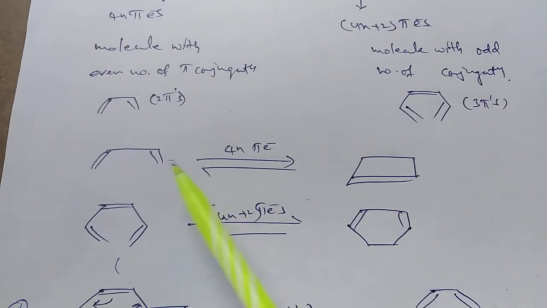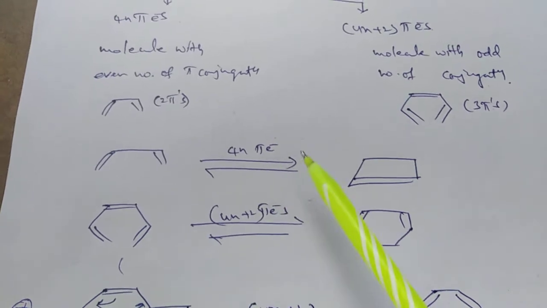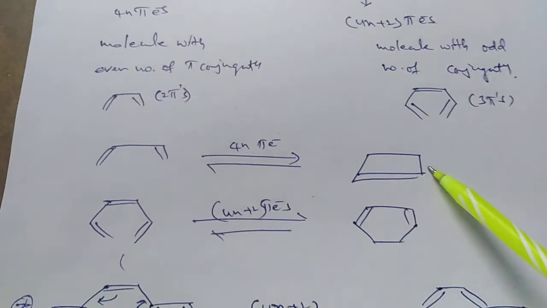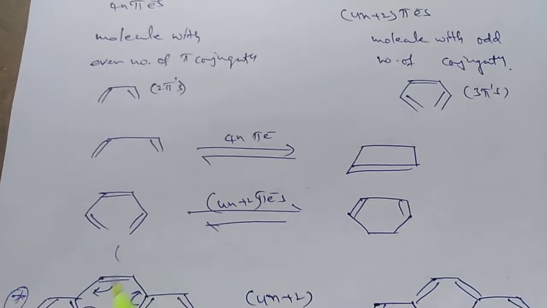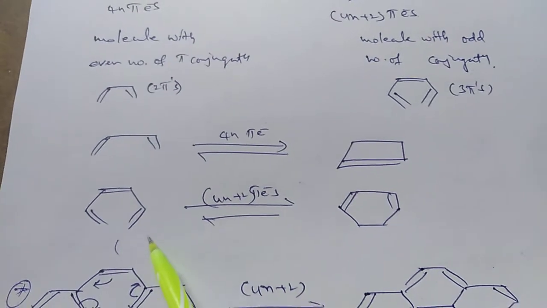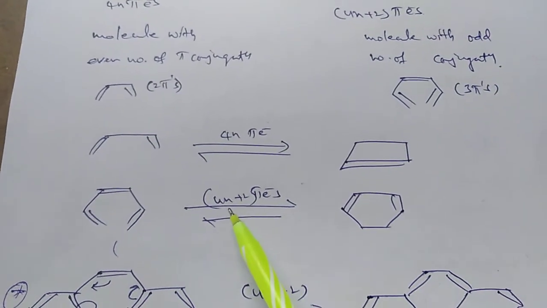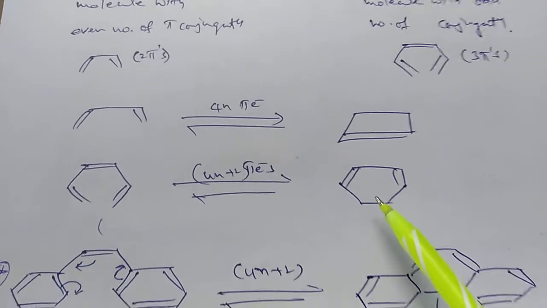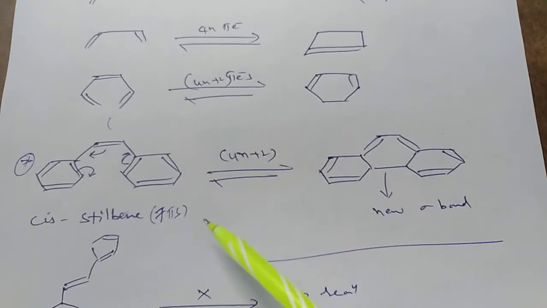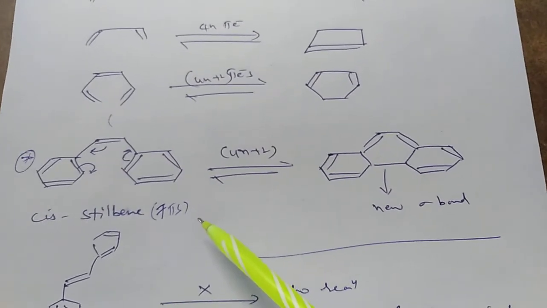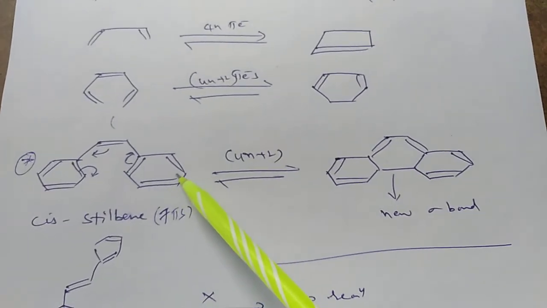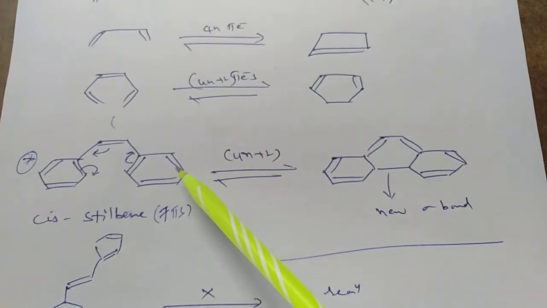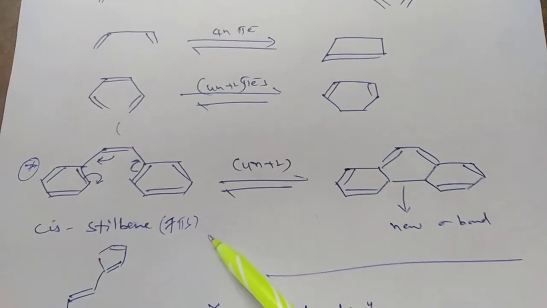1,3-butadiene, having 4n pi electrons, gives cyclobutene, and 1,3,5-hexatriene, having 4n plus 2 pi electrons, gives cyclohexadiene. Another example for the 4n plus 2 electrons is cis-stilbene, having 7 pi bonds.